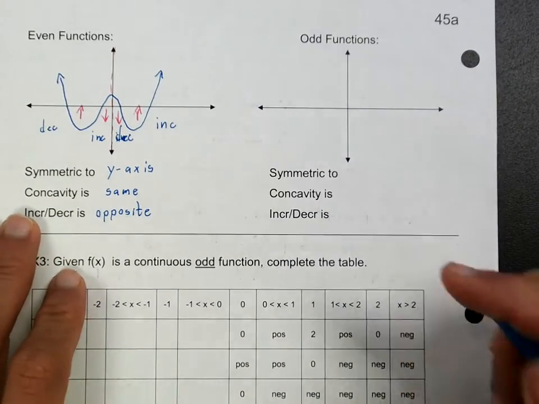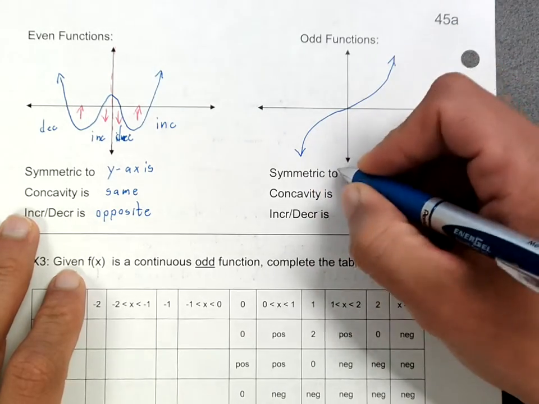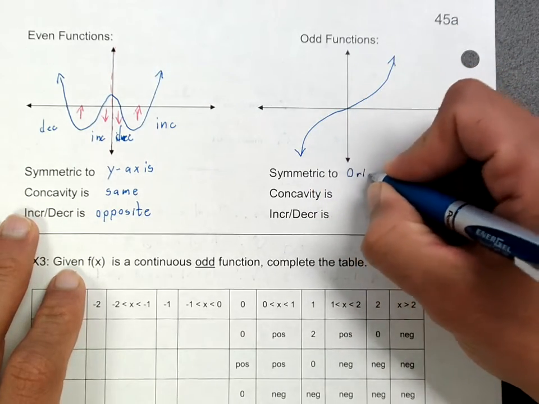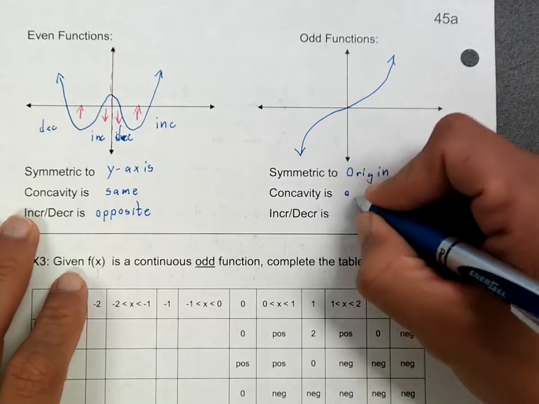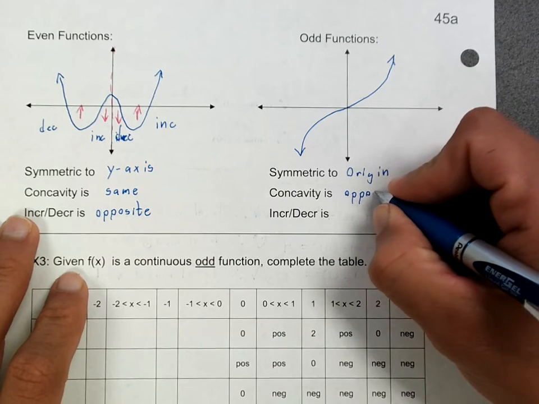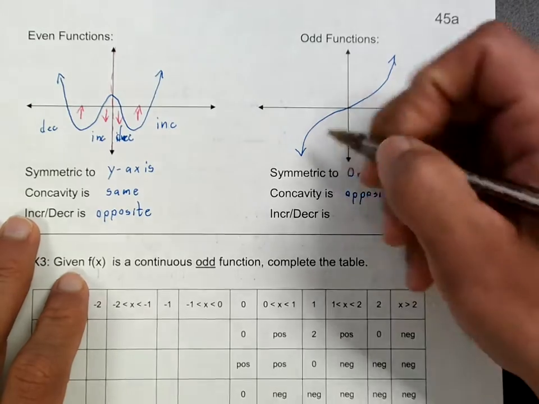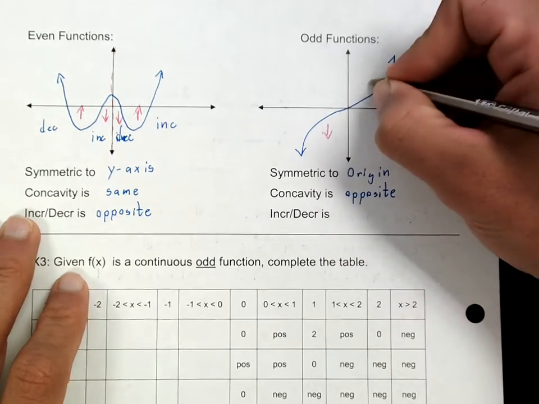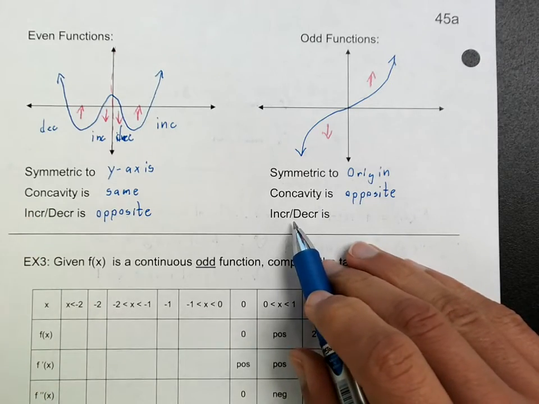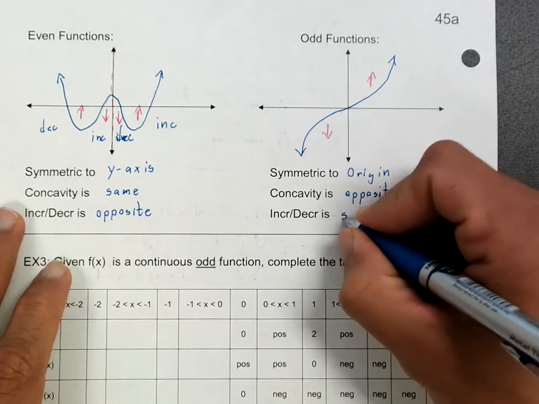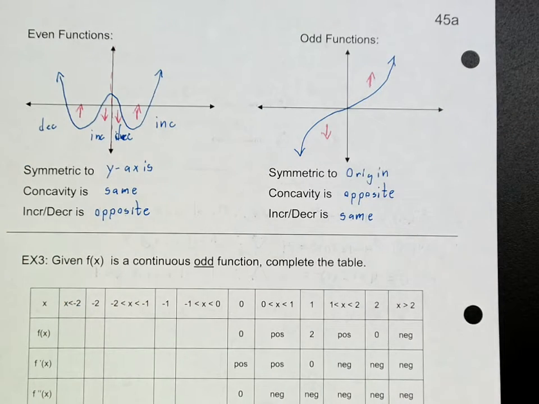Alright, so an odd function, kind of like a cubic, if you will, is symmetric around the origin, right? And the concavity is going to be opposite around the point of symmetry. So notice that right here you're concave down, and right here you're concave up. Right? So that's going to be opposite, and the increasing and decreasing is going to be the same. Okay, so if you need to look at these longer, just press pause. I'm going to keep going.